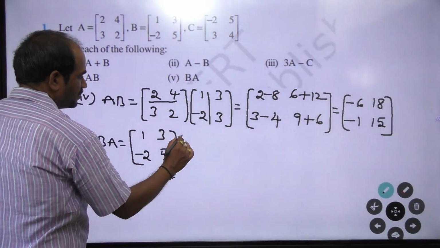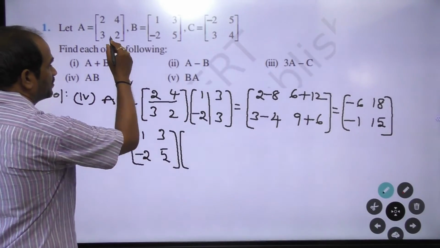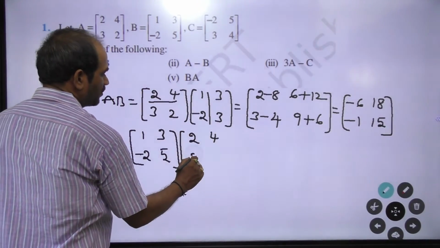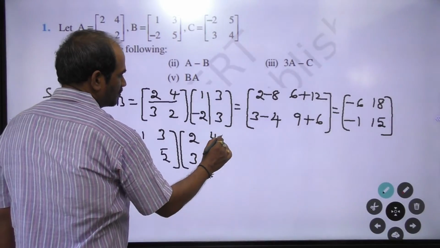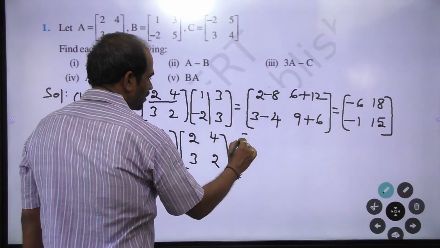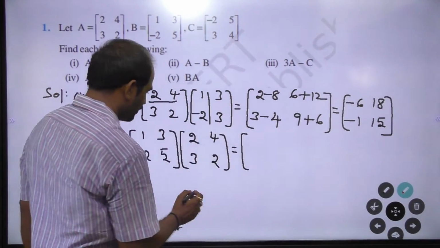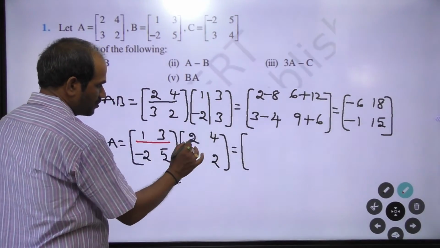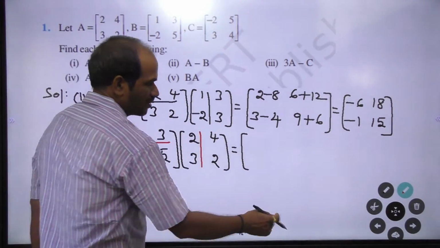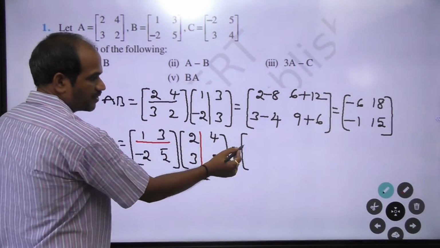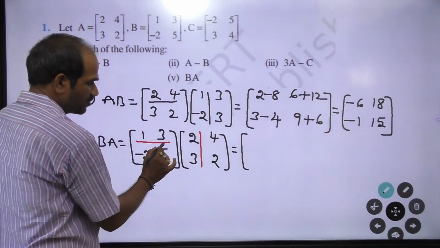This is B. Here in this A matrix, it is 2 4, 3 2. So that is equal to, see here, this matrix multiplication is also the same. First take the first row and first column. So in this, the first element is first row, first column.